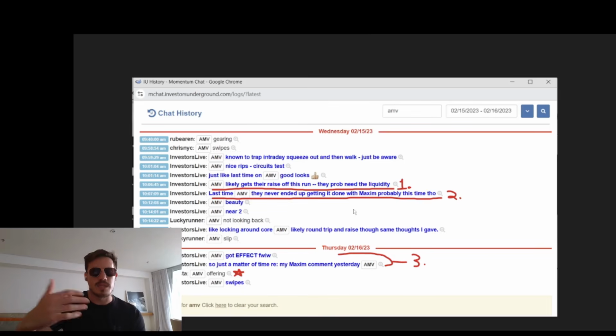I think I had seen an S1 trade like this before, and I was like, okay, that's interesting. Maybe it was Elquid. It was probably Elquid that posted about it because I know he used to do a lot of his dilution trades and post them in IU or wherever, Twitter, I don't know. But in this case, actually in IU, Investors Live, which is Nate, during the run up, he said, AMV likely gets a raise off this run. They probably need the liquidity. And then a minute later, last time, they never ended up getting it done with Maxim, probably this time though.